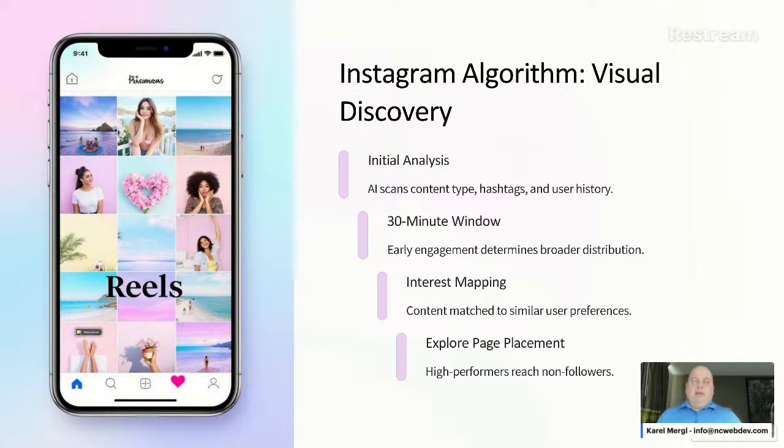So you want to be working with them, and the algorithm sees you as more relevant, so it will boost you more. Explore page placement. High performers reach non-followers. I'm not sure what the page placement means, but high performers reach non-followers. Yes, and that's one thing that YouTube gives you a statistic on. Instagram as well. LinkedIn doesn't. It leaves those statistics out completely.